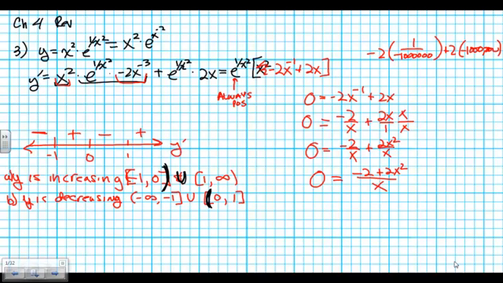Okay, what's part C? Concave up, concave down? Okay. So now I have to take the derivative of that. Are you ready?